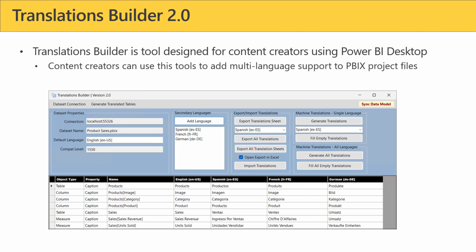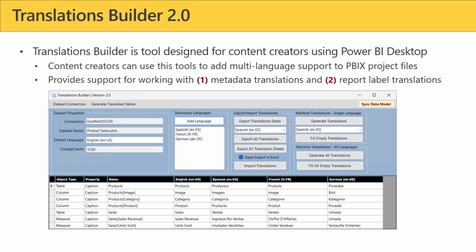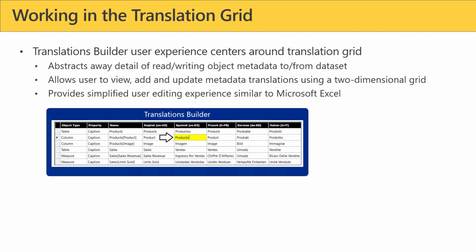You're going to be able to use this tool to work with it. Now, what you're going to see is that this tool will provide support for what we're going to look at in this session, working with metadata translations. A little bit later, you'll also see that Translation Builder gives us a lot of support and assistance to implement report label translations as well. Now let's take a step back before we dive into the details and talk about the core value proposition of this tool. The idea is Translation Builder allows the user to work in a two-dimensional grid that we'll call the translation grid.